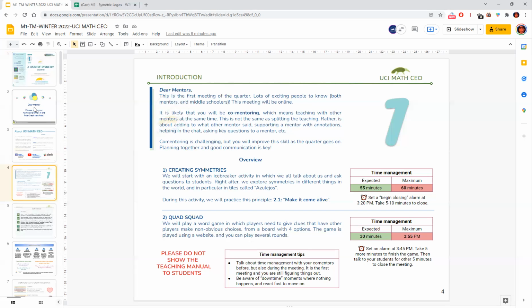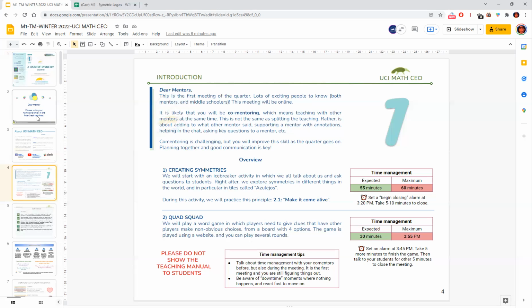And some tips that are important, especially in the first meeting: talk about time management with your co-mentors before, but also during the meeting. It's totally fine to do it during the meeting, either by private chat or just out loud. It's the first meeting, so you're still figuring things out, so it's okay to communicate and to be a little rushed. The second tip is be aware of downtime moments where nothing happens and react fast to move on.